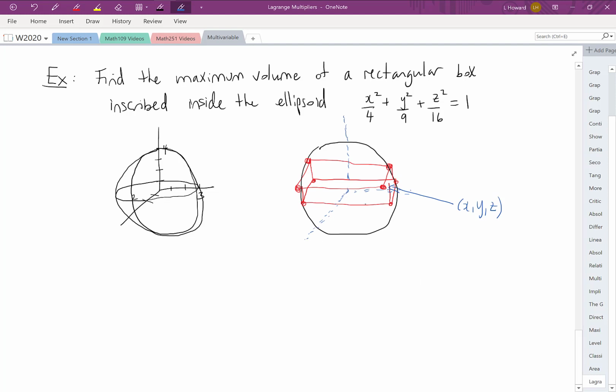So the idea is that if we look just in the y direction, if one of the corners of the box is at this y coordinate y, then the other coordinate is going to be at minus y. Or if we say this a little more intuitively, the length of the box in the y direction is actually 2y. And same thing, the depth of the box is going to be 2x and the height of the box is going to be 2z. So if we write down the volume of this box, it's 2x times 2y times 2z, or in other words, 8xyz. And what we want to do in this problem is maximize this volume.